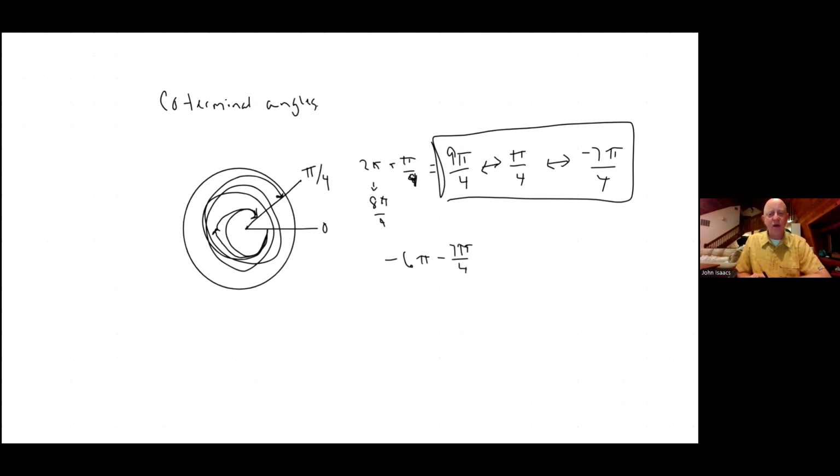Let's see, 6 pi, if we're doing this in over 4s, if we're doing a common denominator. This second one doesn't change, but the first one, we have a common denominator of 4. 6 times 4 is 24. So this would be negative 24 pi over 4, still minus the 7 pi over 4 in order to get there. I wrote this backwards, but that's okay. That's negative 31 pi over 4. That's also coterminal to all these other angles. So there's lots of ways of getting there.